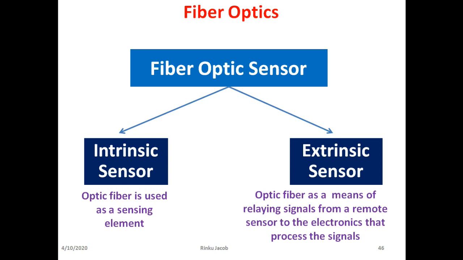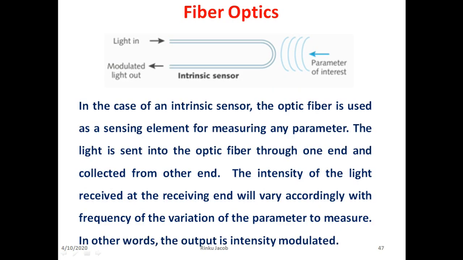In the case of an intrinsic sensor, the optic fiber itself is used as a sensing element for any measurement. Measurement means the parameter that we measure. It can be temperature, pressure, etc. In the figure, we see the optic fiber used as an intrinsic sensor. Here the light is passed through the optic fiber through one end and collected from the other end. The intensity of the light received at the receiving end of the optic fiber will vary depending on the frequency of the change in the measurement or parameter on the sensing region of the optic fiber.